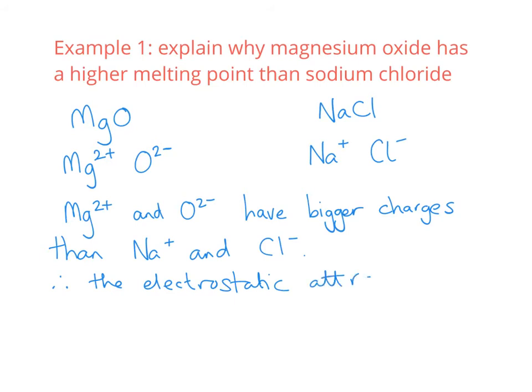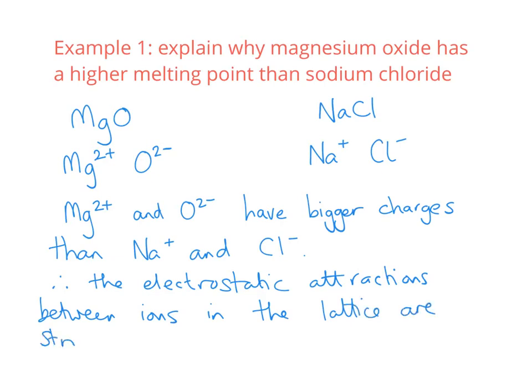So therefore, that's a little shorthand you can use: the electrostatic attractions between ions in the lattice are stronger, and then we need to make the energy link because melting point is what the question was about, and so therefore need more energy to break bonds, overcome the attractions, however you want to say it.